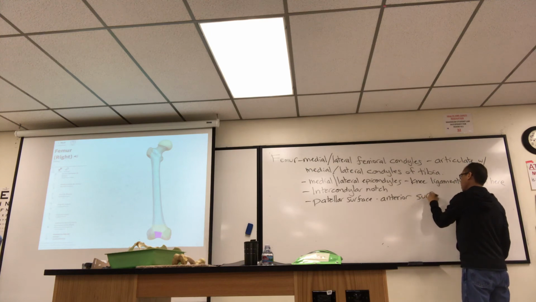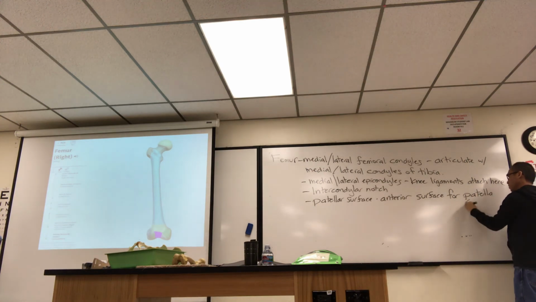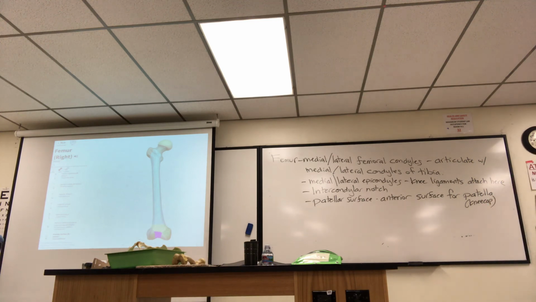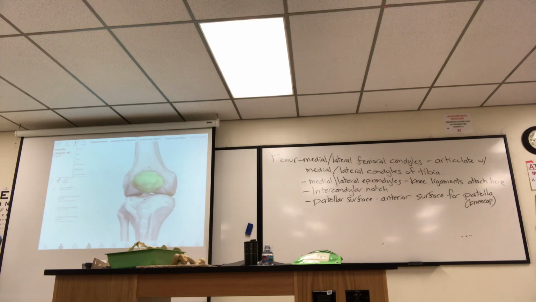Anterior surface for the patella, which is basically your kneecap. Let me show you your kneecap. Let me put it back in the skeleton. So that's the patella, your kneecap. That sits on the patellar surface of the femur. And one last surface feature is the adductor tubercle. See that little purple spot?